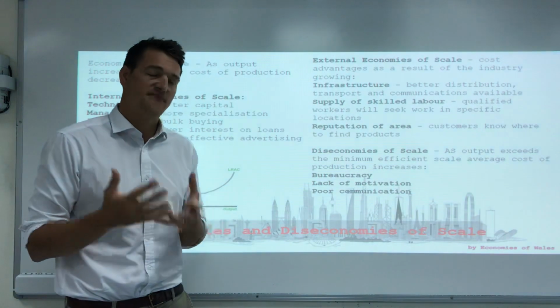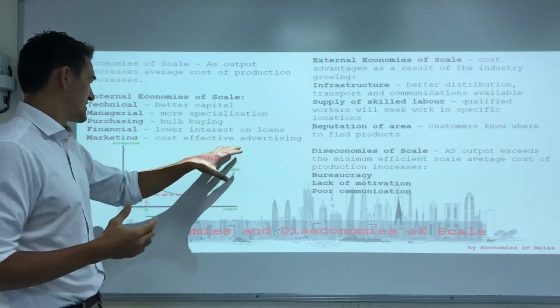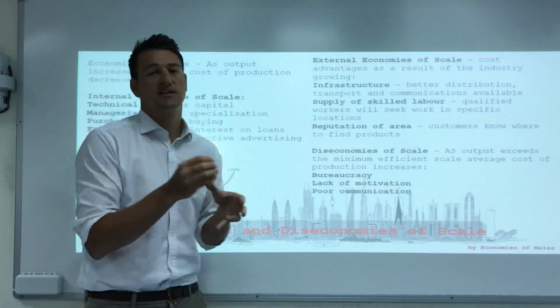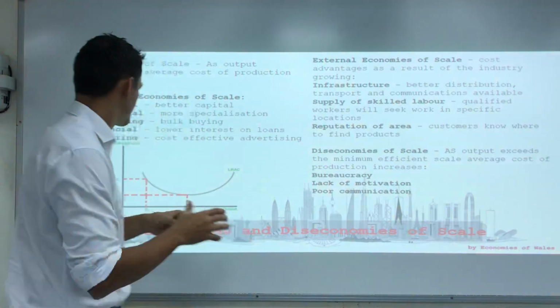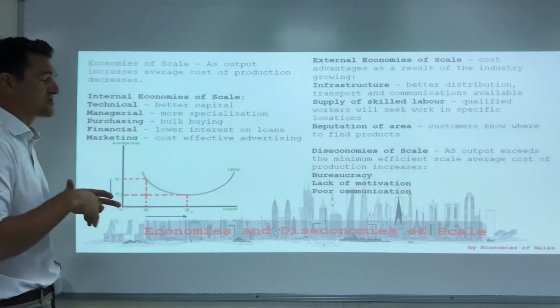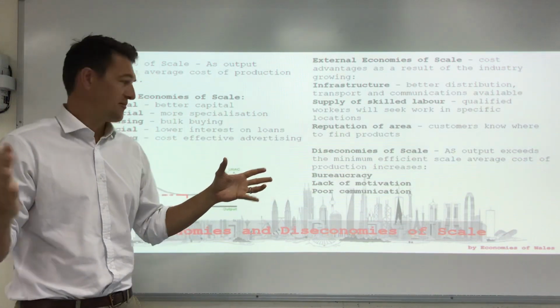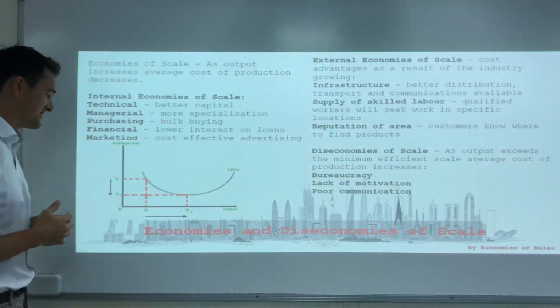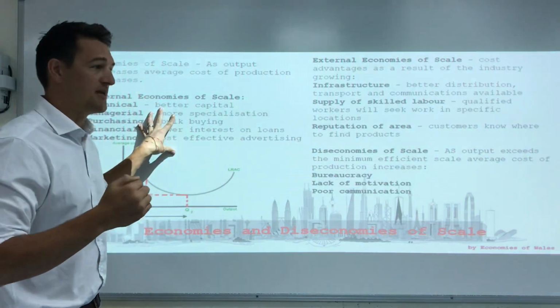If I'm a small business, it's very hard to get effective advertising, and advertising can be very expensive. If I'm struggling to hit my target market because I'm a small business, then it's going to be a waste of money. So in terms of marketing economies of scale, it's where those marketing costs spread across a larger target market and more output is that much more effective. Okay, so that's internal, how the business becomes bigger and benefits itself.